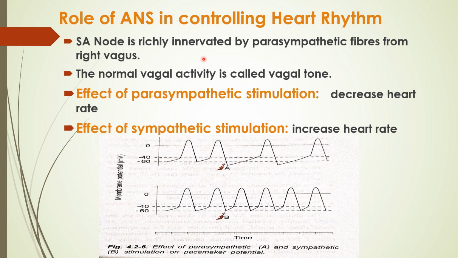Okay, so now you understood why the heart rate is 72 beats per minute, because of this vagal tone. So there is always the vagal activity controlling the heart rhythm. So that normal vagal activity is called vagal tone, which is the reason for the normal heart rate of 72 beats per minute. Okay, so how it affects the parasympathetic and sympathetic. So the effect of parasympathetic stimulation is that it will decrease the heart rate, and along with that the rate of transmission of impulses to ventricles, that is conductivity, also decreases. Strong parasympathetic stimulation may even block the transmission, and ventricles may stop beating for 4 to 10 seconds.